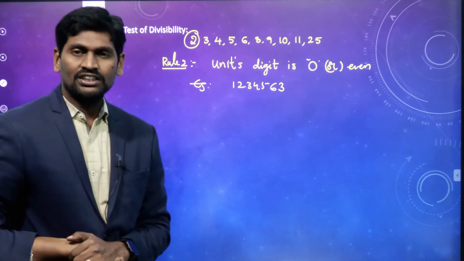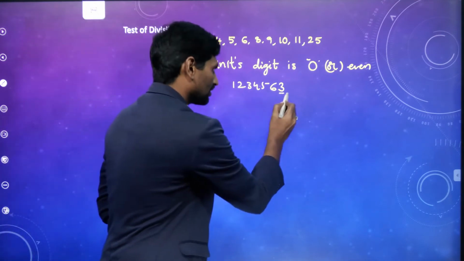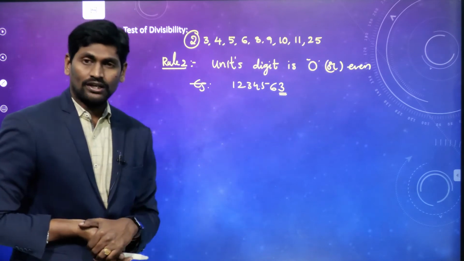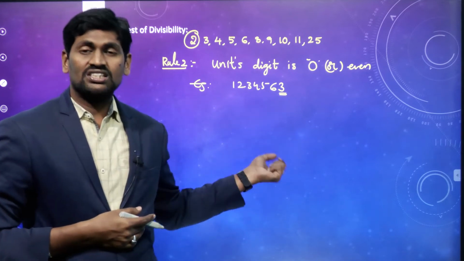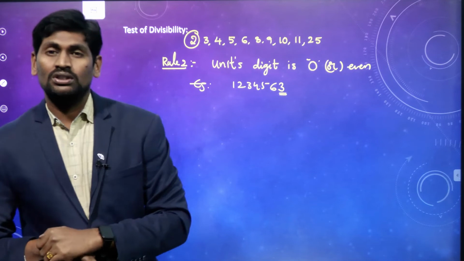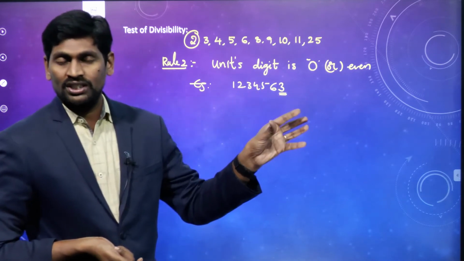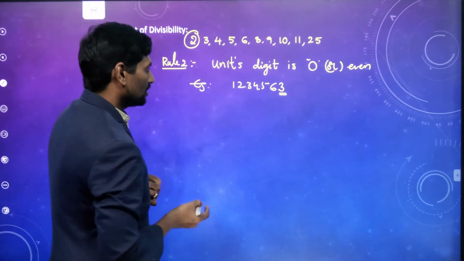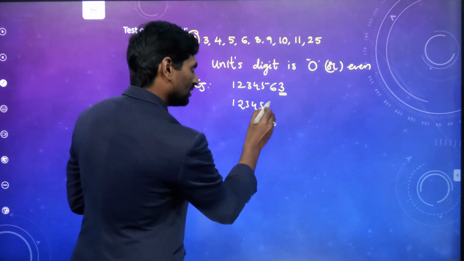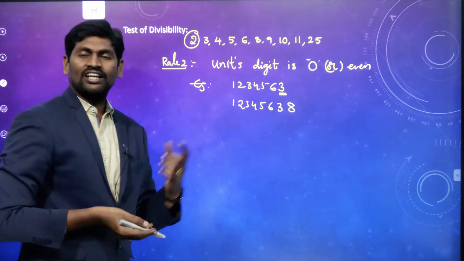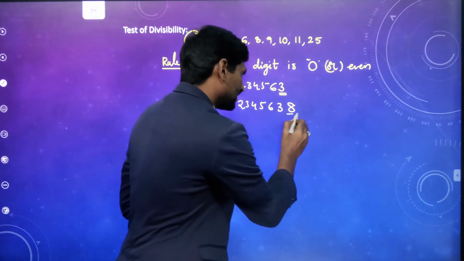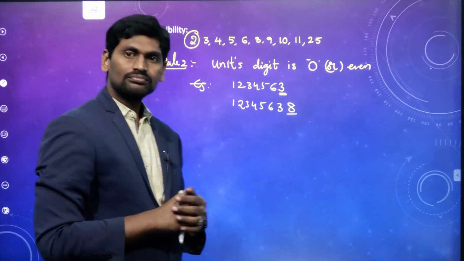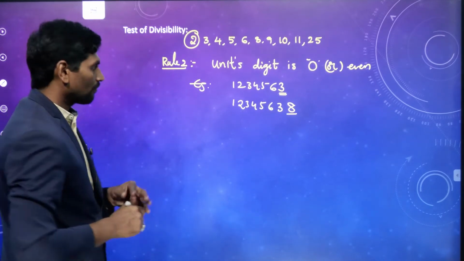For example, take a number. The unit digit means the last digit, the ending digit. Is the last digit an even number or an odd number? 3 is an odd number, so the entire number is not divisible by 2, because the rule for 2 says it should end with an even number or 0. Now take another number: this entire number will be divisible by 2 because the units digit is even. Clear? That is the divisibility rule for 2.